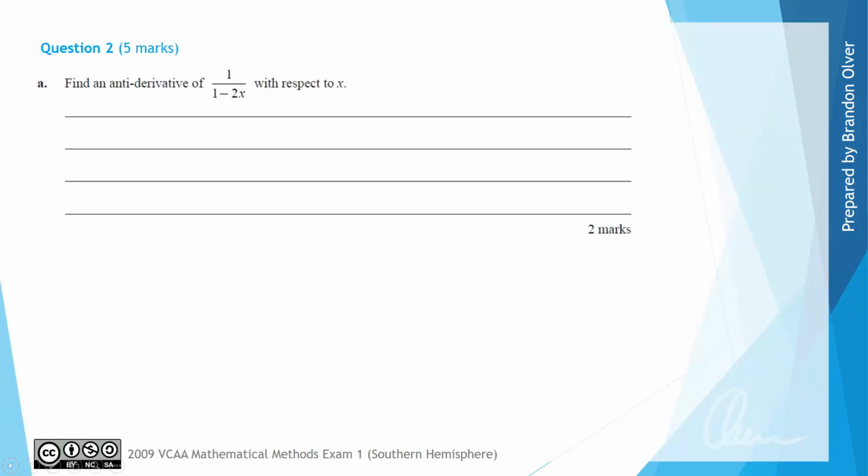For part A we're asked to find an antiderivative of 1 divided by 1 take 2x with respect to x. And for the 2016 study design we're going to assume that x is greater than a half. So what we're asked to find is the antiderivative of 1 divided by 1 take 2x with respect to x.